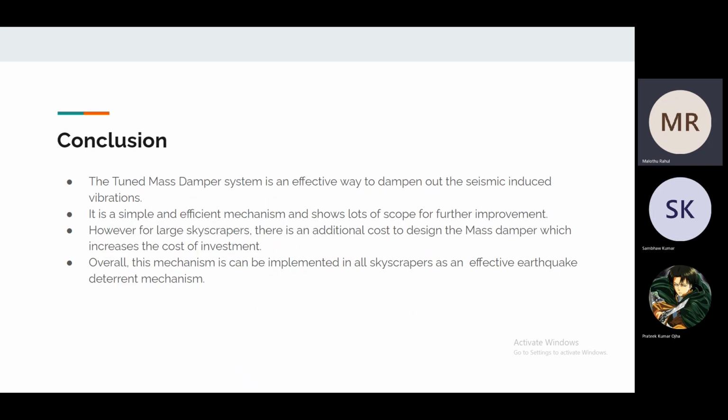Next slide, please. We come to the conclusion that the tuned mass damper is an effective way to dampen seismic induced vibrations. It is a simple and efficient mechanism and shows lots of scope for further improvement. However, for large skyscrapers, there is an additional cost to design the mass damper, which increases the cost of investment. Overall, the mechanism can be implemented in different skyscrapers and buildings as an effective earthquake deterrent mechanism.